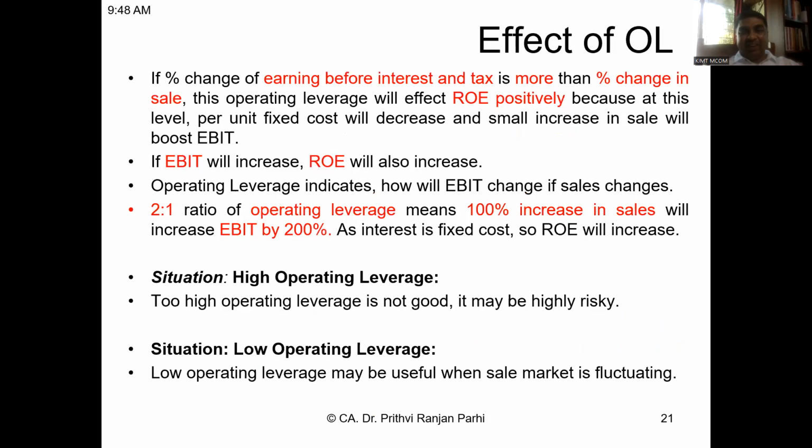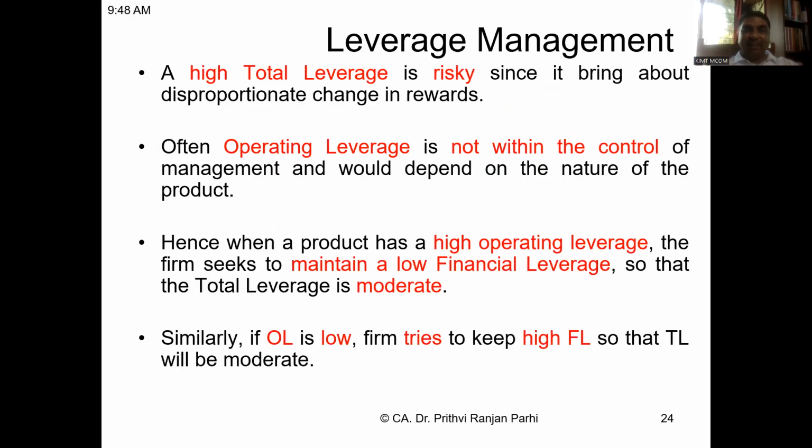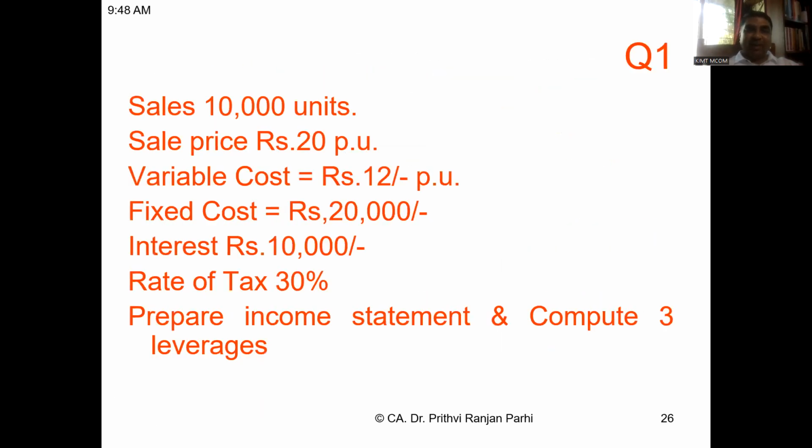Now let us see, with the help of an example, how to compute these leverages. Here is an example. Let us say sales is 10,000 units. Sales price is 20 per unit. Variable cost is 12 per unit. Fixed cost is rupees 20,000. Interest is 10,000. Tax rate is 30%. Prepare the income statement and compute the 3 leverages.